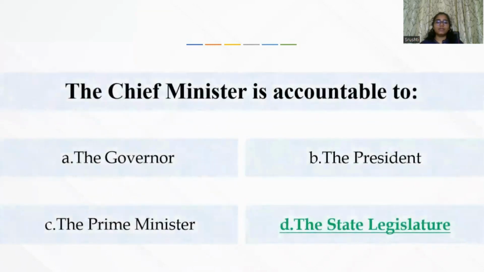The last and the final question of Module 5 is, the Chief Minister is accountable to option A, the Governor, option B, the President, option C, the Prime Minister, and option D, the State Legislative. Correct option is option D, the State Legislative.